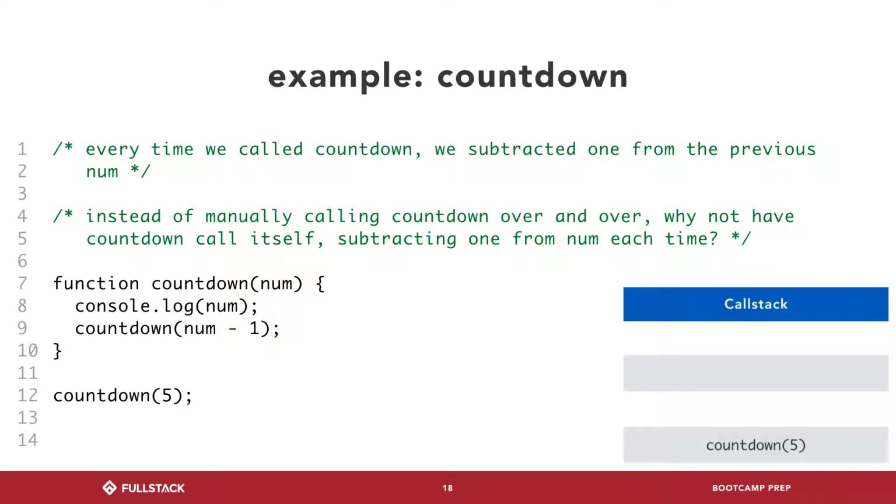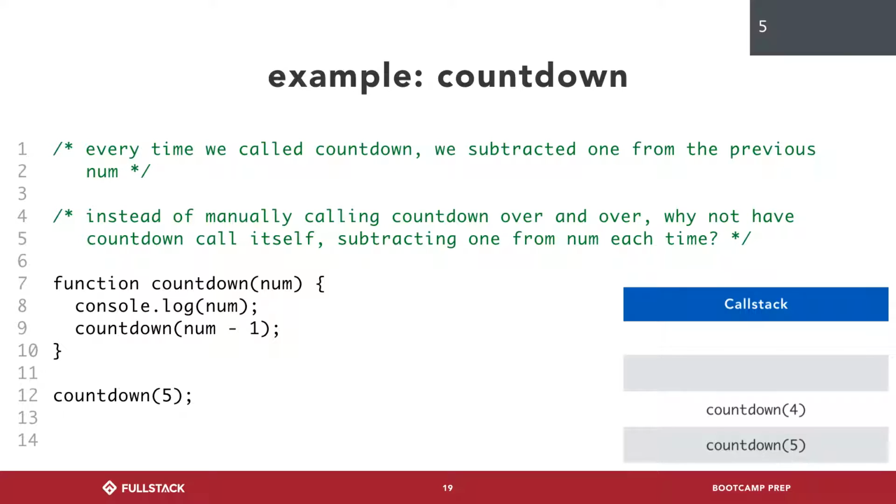We start on line 12 with our countdown of 5, right? That hasn't changed. And to do countdown of 5, we're saying, okay, great. Let's go to line 7. All right, cool. I've created a num. It's going to be 5. Line 8, I console log out 5. Great. Nothing special so far. Next thing I got to do, countdown of 4.